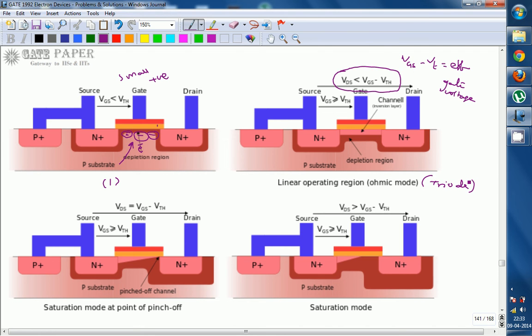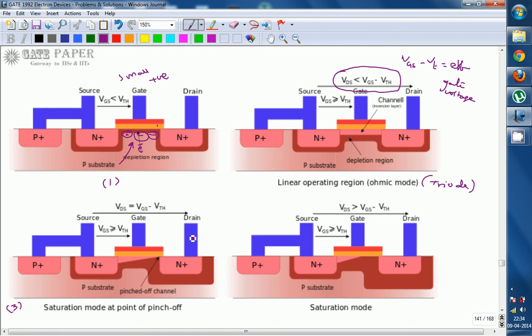Now we come to VDS equal to VGS minus VTH. First we will go with this one, and later VDS greater than VGS minus VT. Now look at the third diagram. For this third diagram, VGS is greater than VT, so the channel is formed, and now we are applying VDS equal to VGS minus VT.